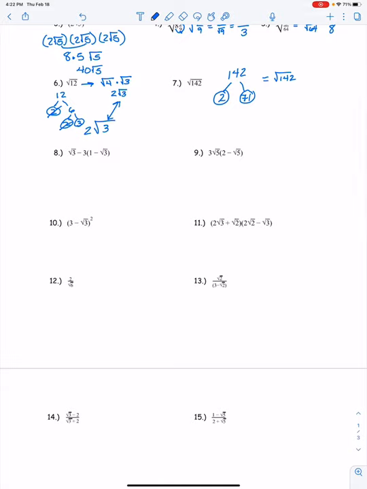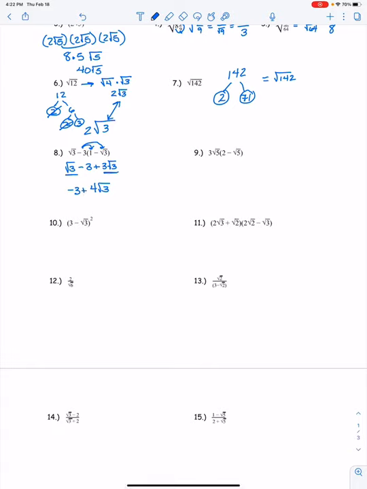Number 8. The very first thing we need to do is distribute this -3 to both of these terms. So we're going to end up with this square root of 3 minus 3, and -3 times this is going to give me positive 3 square root of 3. Remember, we can only combine terms that have the same radicands. So I have 1 square root of 3 plus 3 square root of 3 gives me 4 square root of 3. And I'm going to bring my -3 down.